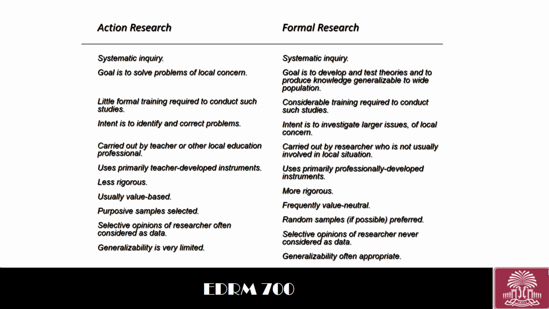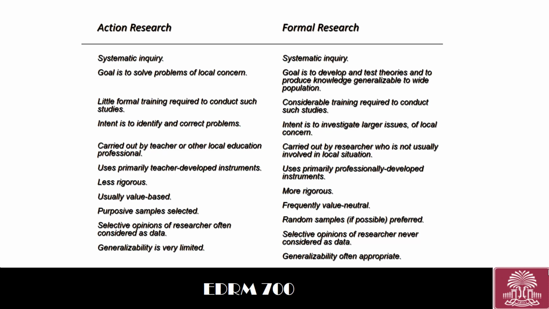Action research is often carried out by teachers or local education professionals, while formal research is carried out by a researcher who may not be directly involved in the local situation. Action research primarily uses teacher-developed instruments, while formal research primarily uses more professionally developed instruments. Action research can at times be less rigorous. For instance, you may not have a rigorous sampling plan. Formal research is often more rigorous.